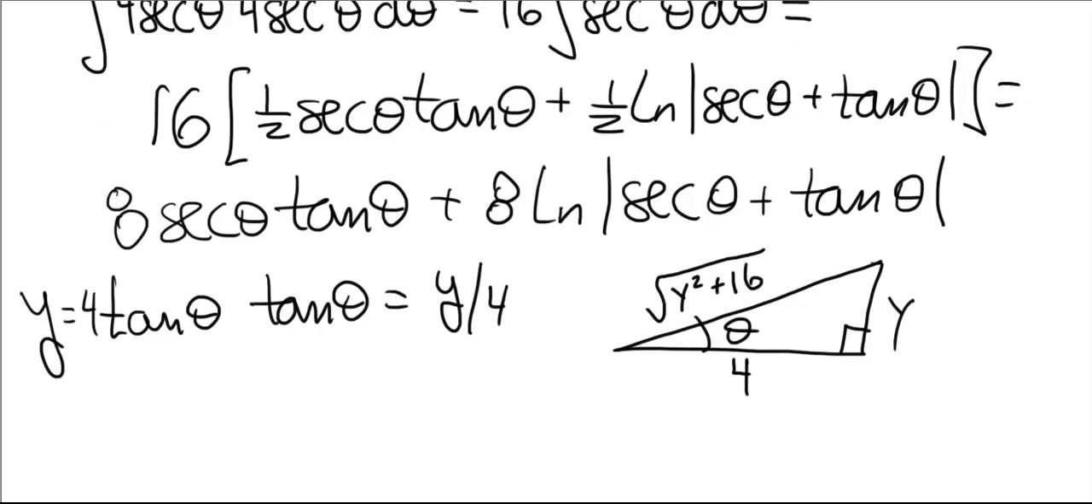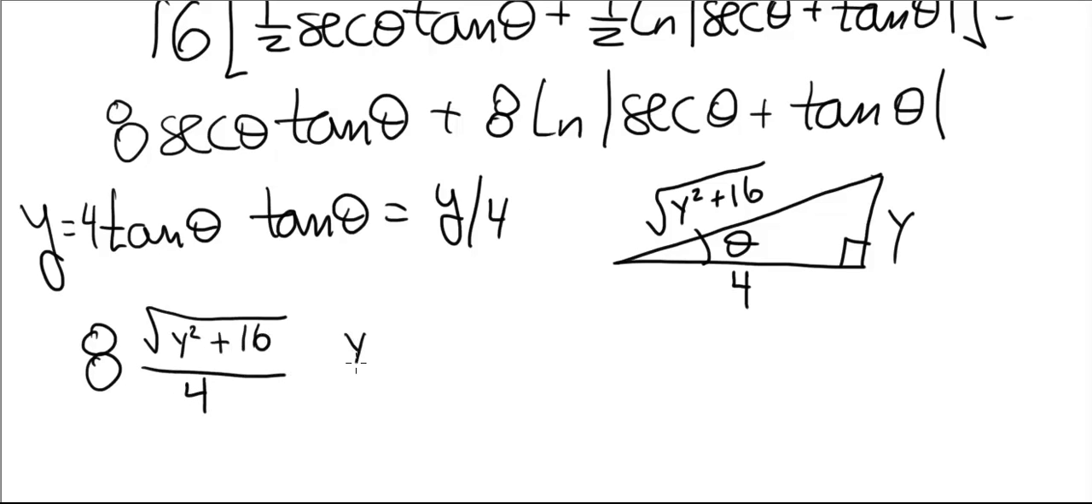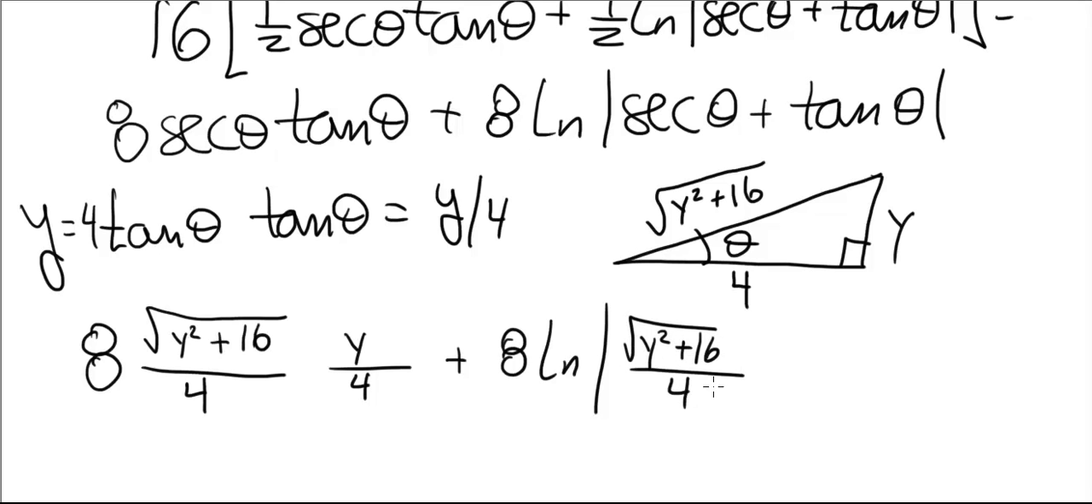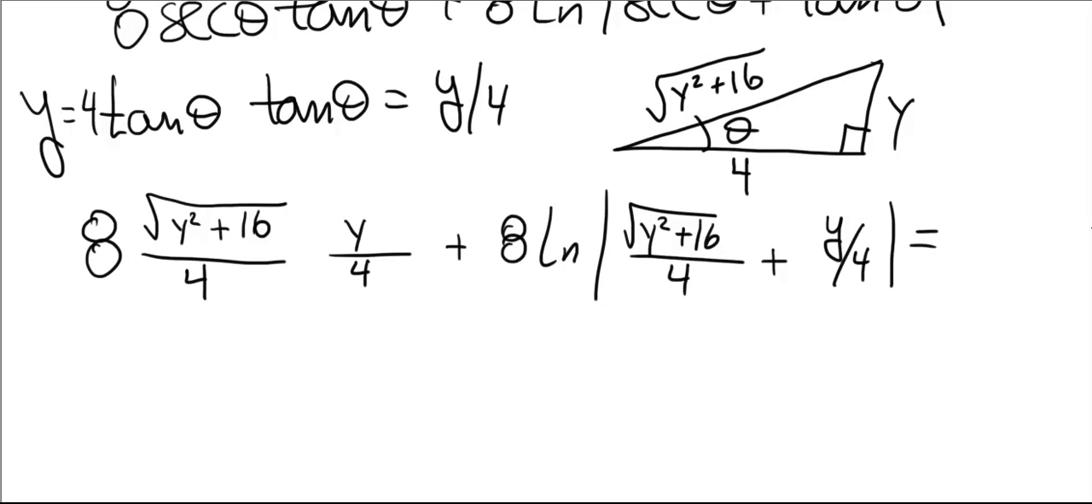We can now answer the question in variable y. The solution is 8 times secant theta. Secant is hypotenuse divided by the adjacent. That's the square root of y squared plus 16 divided by 4, times tangent, which is y over 4, plus 8 times the natural log of absolute value of secant, the square root of y squared plus 16 divided by 4, plus tangent, y divided by 4. We're almost there. We just need to simplify a bit and then replace y with x minus 1.